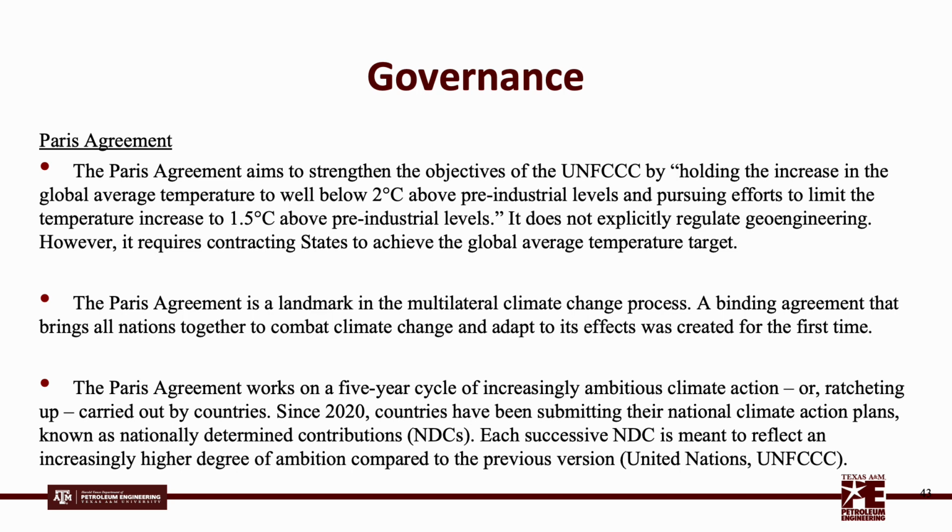The Paris Agreement aims to strengthen the objectives of the UNFCCC by holding the increase in global average temperature to well below 2 degrees Celsius. The preamble states that it recognizes the parties may be affected by climate change as well as the impacts of the measures taken to mitigate climate change.